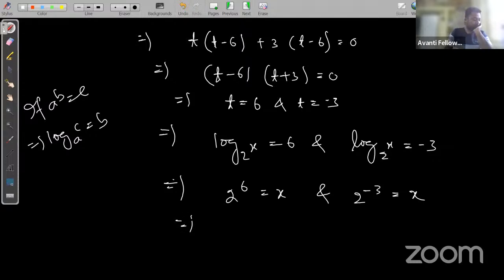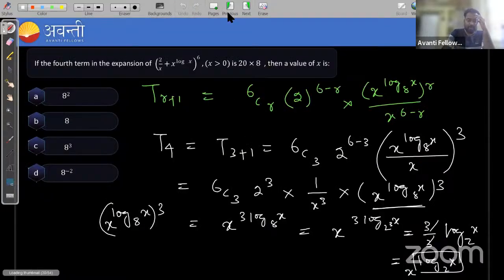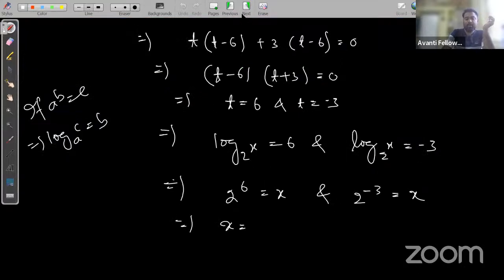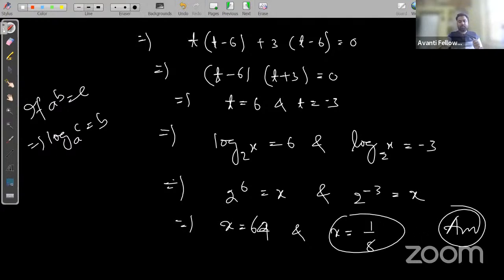2 to the power 6 and 2 to the power minus 3, so this is the answer actually. 2 to the power 6 is actually 64, right? Yes, 64. So x is equal to what is given in the question? Or it's a numerical question. So 2 to the power 6 is 64, and 2 to the x is equal to 2 to the power minus 3, that is 1 upon 8. So these are the answers. x is equal to either 64 or 1 upon 8.